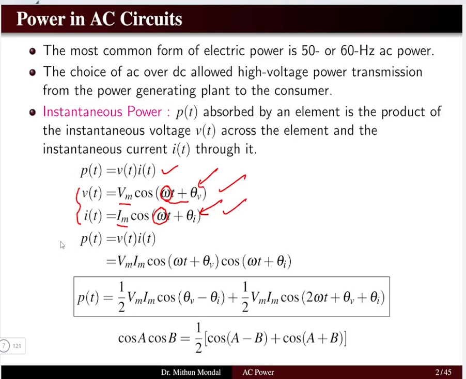Now coming to the instantaneous power, if we take the product of the voltage and current, which are instantaneous quantities, we can get the equation in this form. With certain manipulations using the trigonometric rule for the product of cos A and cos B, the instantaneous power equation is what is given in the box. There are two terms in the instantaneous power equation, so we will discuss these two terms.